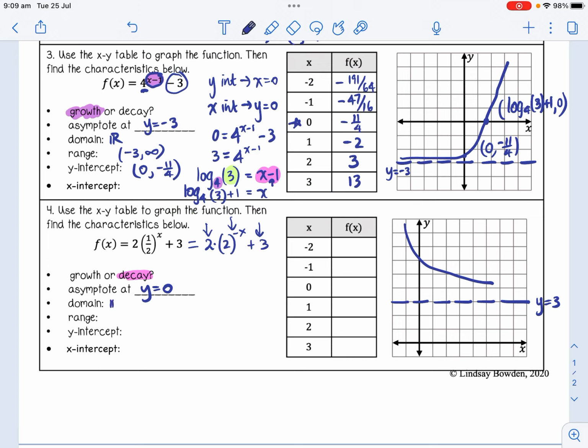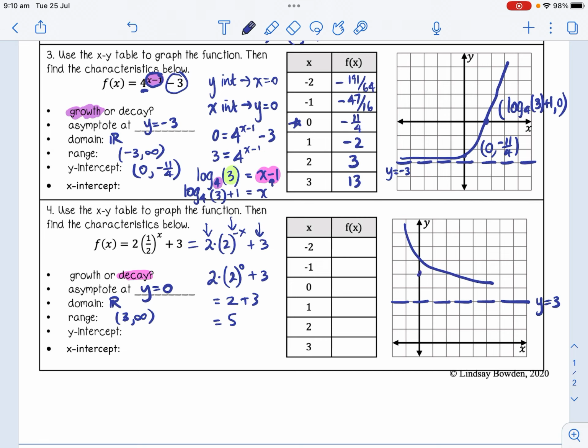And my domain, still R. Hopefully you're noticing the pattern there with our exponential graphs. They will always be R unless otherwise specified. My range has to go from 3 to infinity. My y-intercept, I'm going to substitute in x equals 0. So it's 2 times 2 to the power of 0, plus 3, which is 2 plus 3, which is 5.